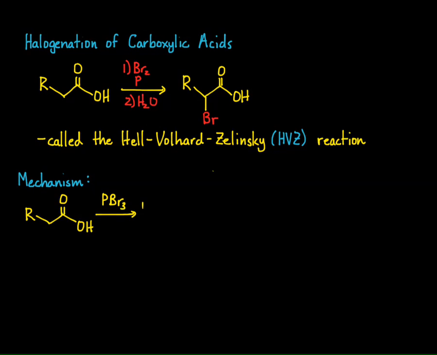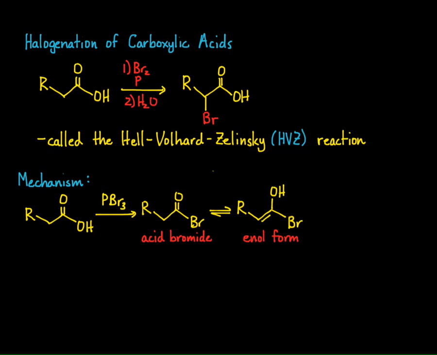The first thing that happens is the carboxylic acid reacts with PBr3. And just like thionyl chloride produces acid chlorides, reaction of carboxylic acids with PBr3 produces acid bromide. So I end up with an acid bromide here. And that acid bromide in acidic conditions is going to be in equilibrium with its enol form. So here's the enol form of the acid bromide.